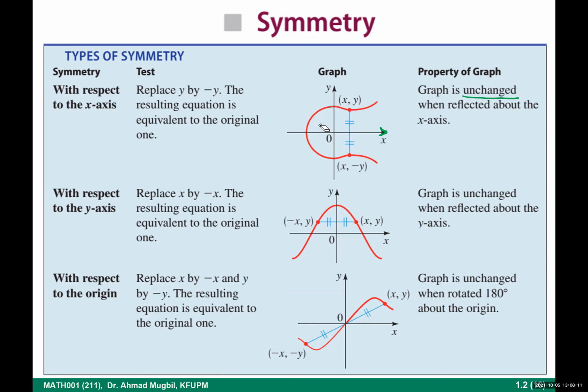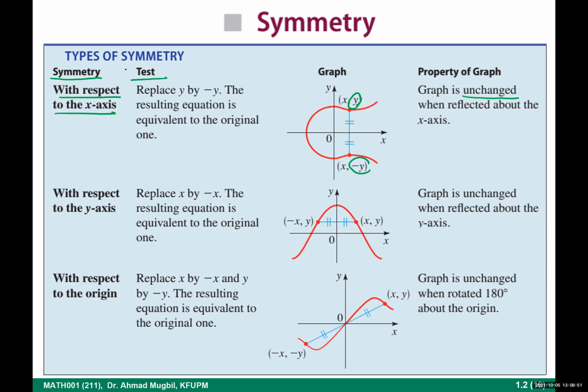In other words, if you take a point (x, y), the point (x, -y) will also be on the graph. Both points are on the graph, so this graph is symmetric about the x-axis. Let me repeat that. If you replace y by -y, you still have the same equation. You're still on the graph. This kind of symmetry is called symmetric with respect to the x-axis, or about the x-axis.